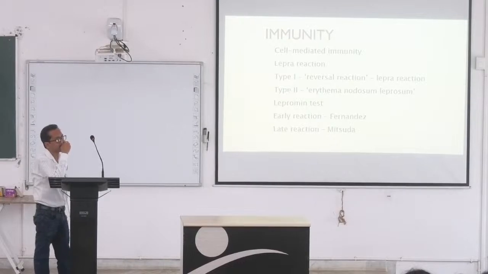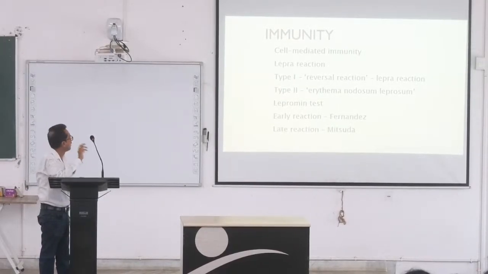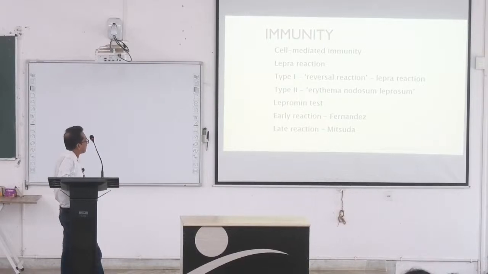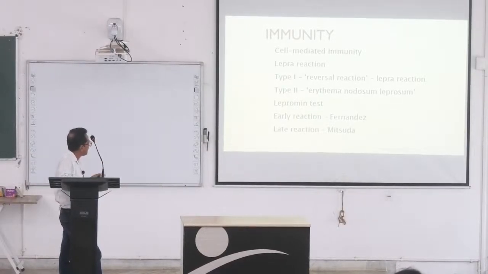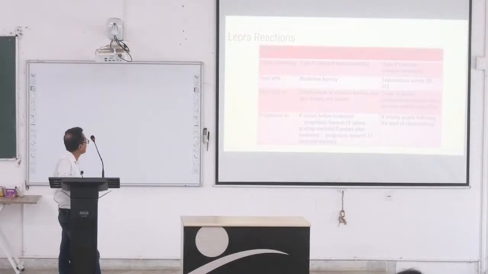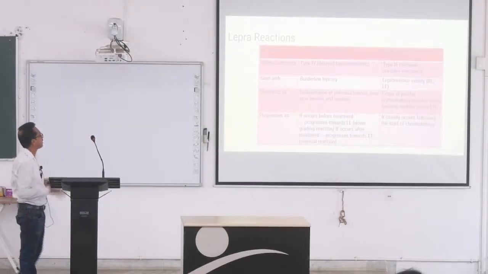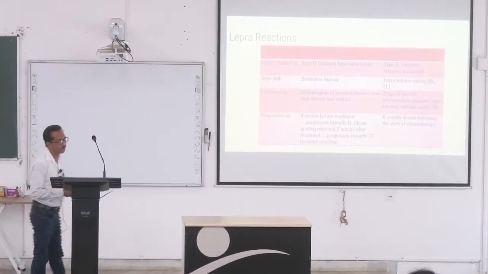Now lepra reactions. You should read lepra reaction because it also comes as a short note. There are two types of lepra reaction: type 1 and type 2. Type 1 is reversal reaction or lepra reaction. Type 2 is erythema nodosum leprosum. And for the lepromin test, the early reaction is Fernandez and the late reaction is Mitsuda reaction. We'll come to details. So this is lepra reaction 1 and lepra reaction 2.